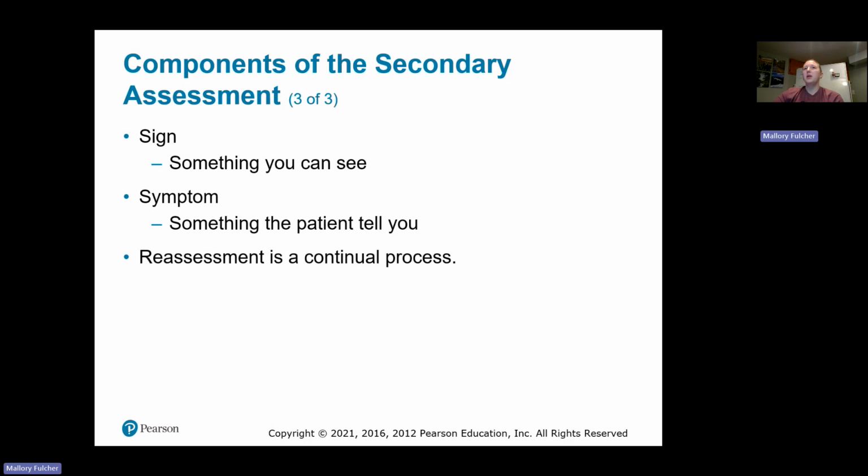So there is a difference between a sign and a symptom. A sign is something that we see, like they're pale, that's a sign. And a symptom is something that the patient tells you, like chest pain. We can't see chest pain, they have to tell us that they have it. And then we're always going to continually reassess our patient. Things change, right? So just because we did it once doesn't mean that it stayed absolutely the same.